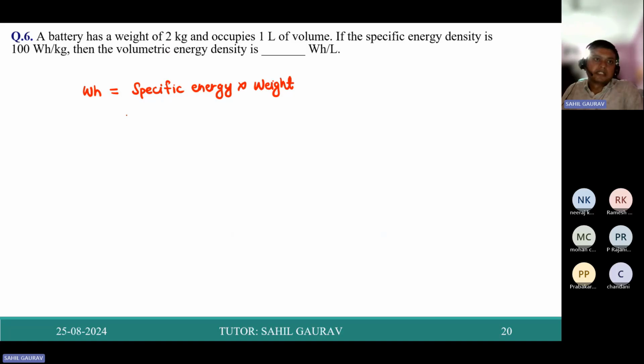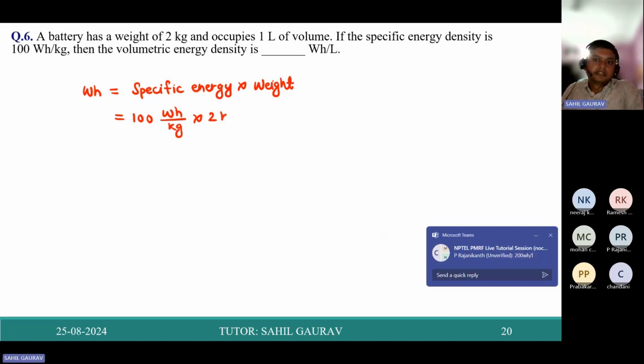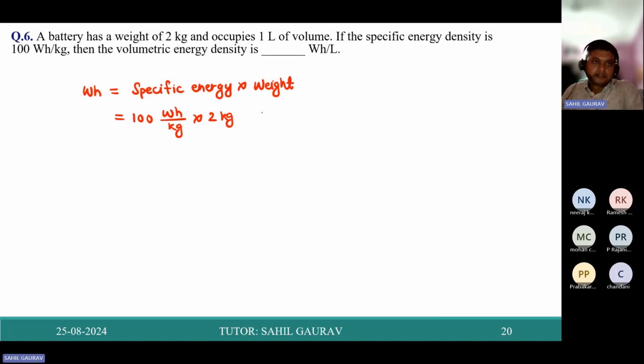So the specific energy is 100 watt hour per kg and the weight is 2 kg. Yes, correct, Rajnikant, 20 watt hour per liter. Very good. So the energy capacity of the battery is 200 watt hour.